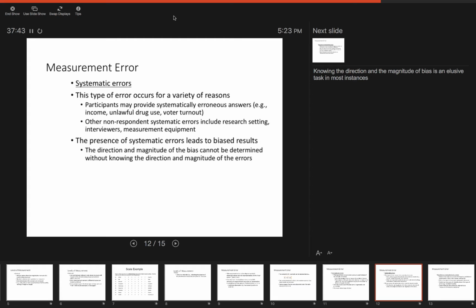Another type of error would be these systematic errors. What do we call this kind of error? There's a term that we use. I don't see it. What do we call this kind of error? This is when people provide erroneous answers to income, whether you smoke marijuana on a regular basis, whether you voted in the last election. Social desirability, yeah.